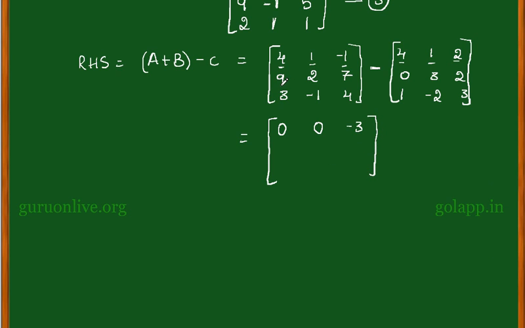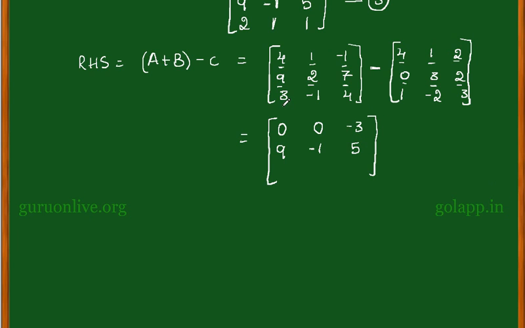In the second row, first element is 9, the corresponding element is 0, so 9 minus 0 gives you 9. Second element in the second row is 2 and the corresponding element is 3. 2 minus 3 gives you minus 1. And the last element in the second row is 7 and the corresponding element is 2. 7 minus 2 gives you 5.